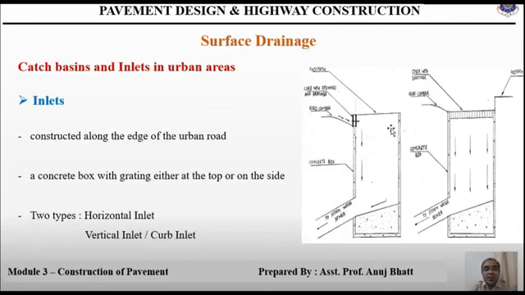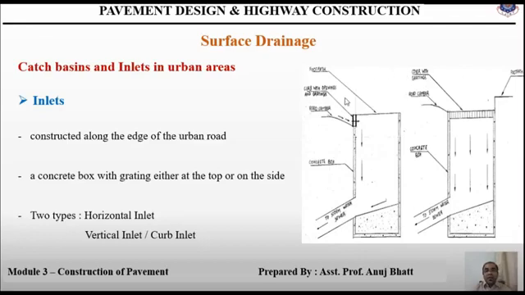Yes, these are the inlets. Now what is an inlet? An inlet is a structure that is constructed along the edge of the urban road to discharge rainwater into the storm water sewer. The inlet is a kind of concrete box with a grating either at the top or on the sides. If the grating is horizontal, it is called a horizontal inlet, and if the grating is vertical, that is called a vertical inlet, or we can say a curb inlet.